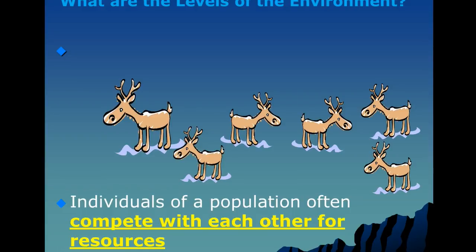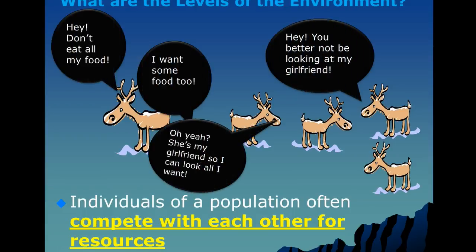Individuals of a population often compete with each other for resources. For example, these deer are always in competition for food, for mates, for living space. Individuals compete with each other. Think about yourselves. When you're in gym class, aren't you competing on the basketball court or on the soccer field? You're competing with your classmates. In the animal world, animals also compete for resources they need to survive.